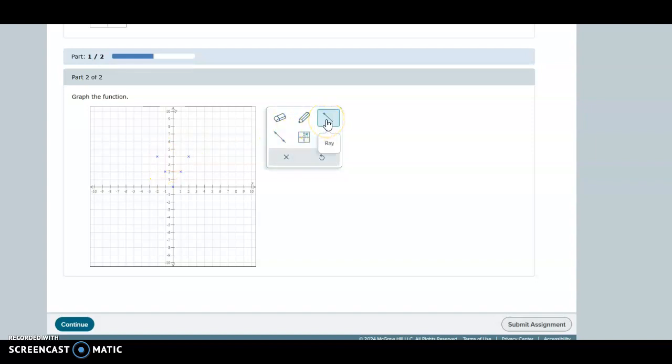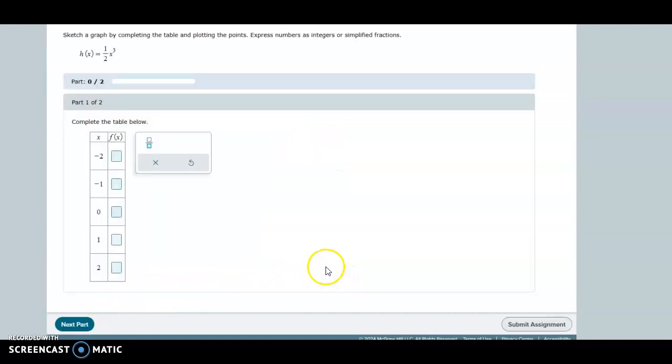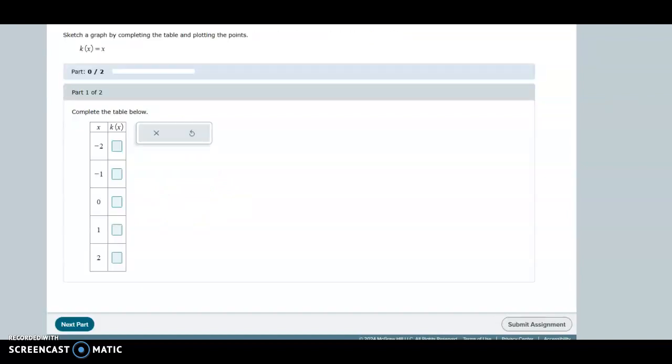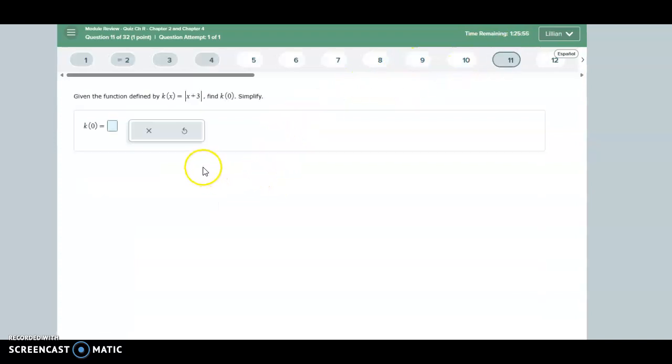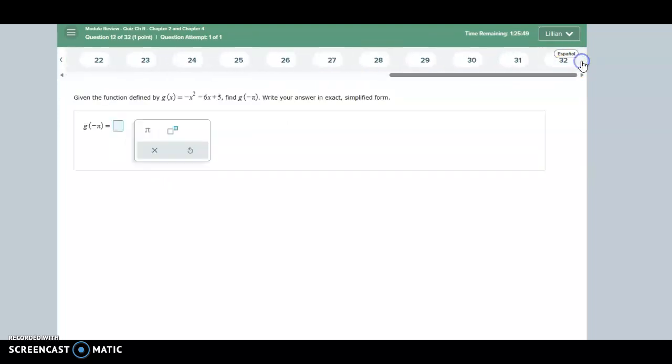So I'm going to choose the ray, and I'm going to put 1 point there and the other point here. I'm going to choose the ray, the middle point here, and then I'm going to hit continue. Now, I'm going to continue on. Also, I want to point out that at the top of the page, it will tell you how much time is remaining, so you can see how long you have to finish this. This particular one has quite a few questions.